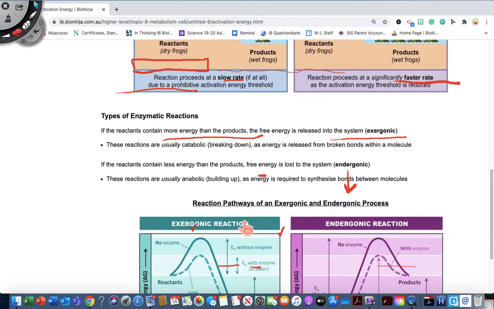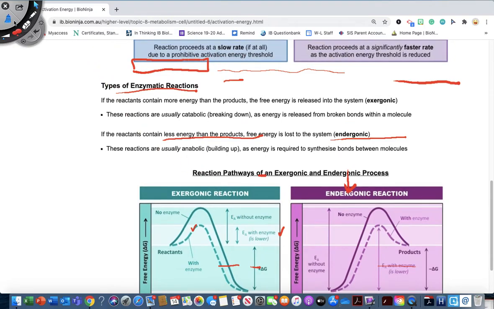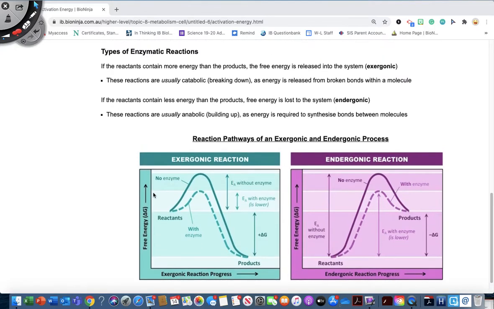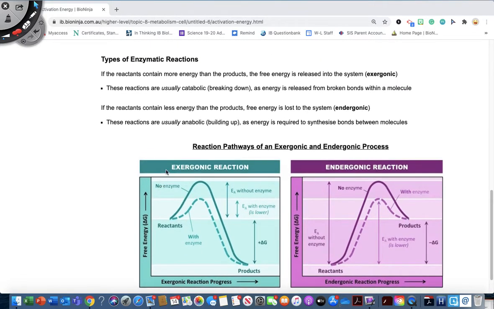All right, so there are types of enzymatic reactions that you're responsible for understanding. So again, you've probably seen these before. So we have the exergonic reaction, and then we have the endergonic reaction. So these are two types of enzymatic reactions, or you can also call them two types of reaction pathways. So let's look at the exergonic reaction at first.